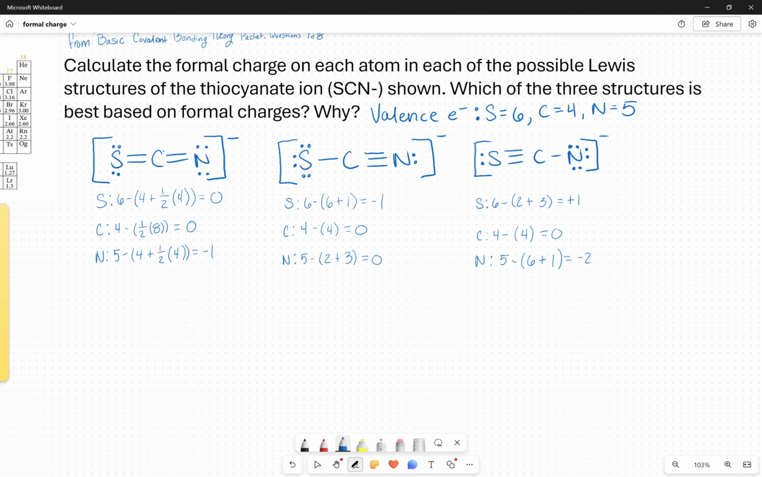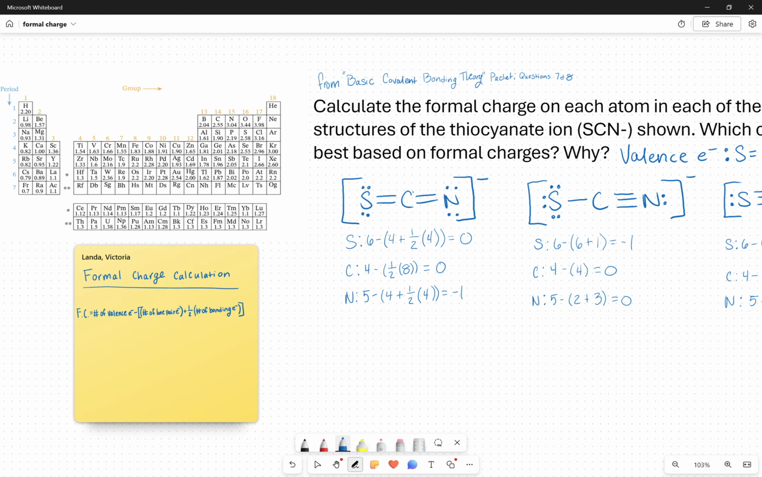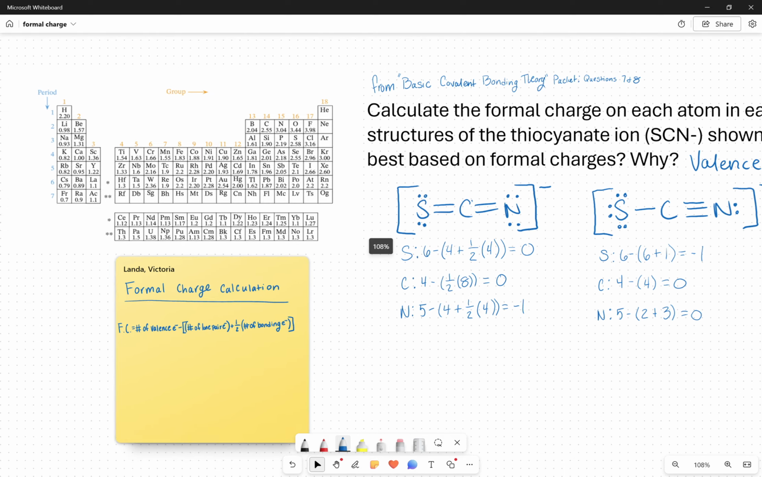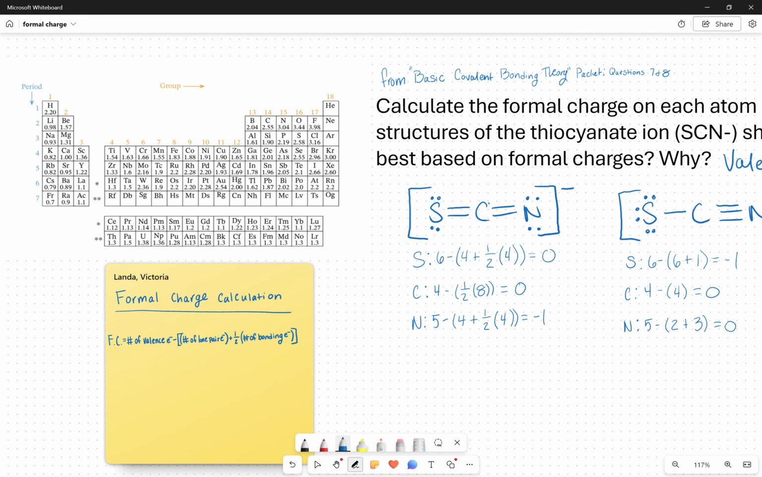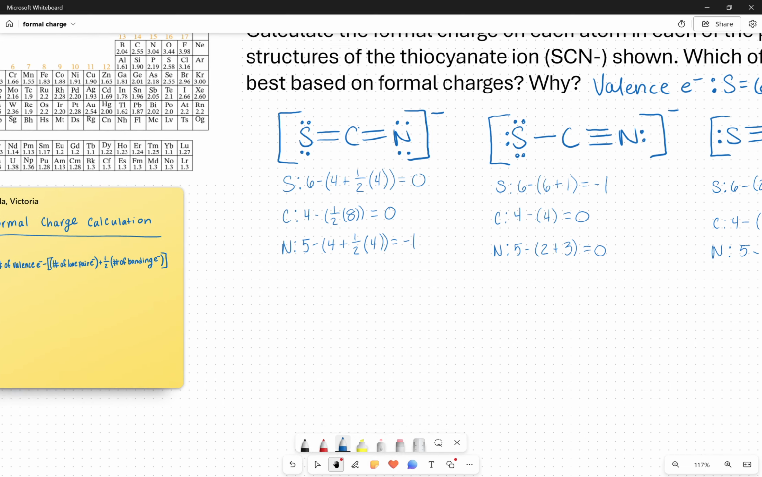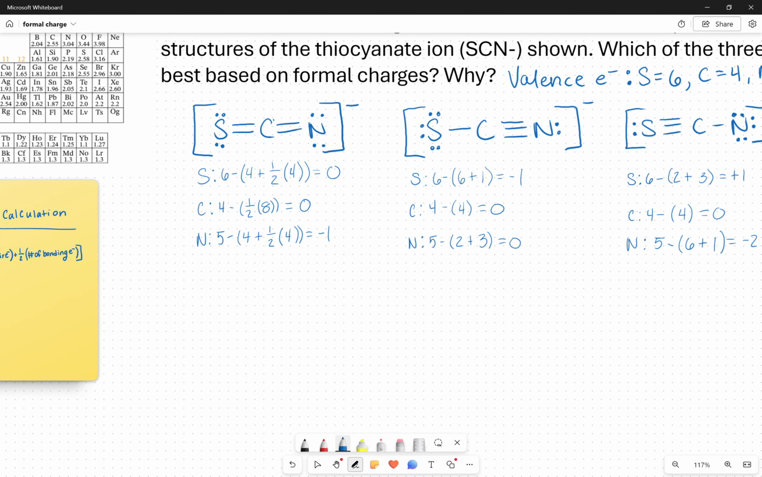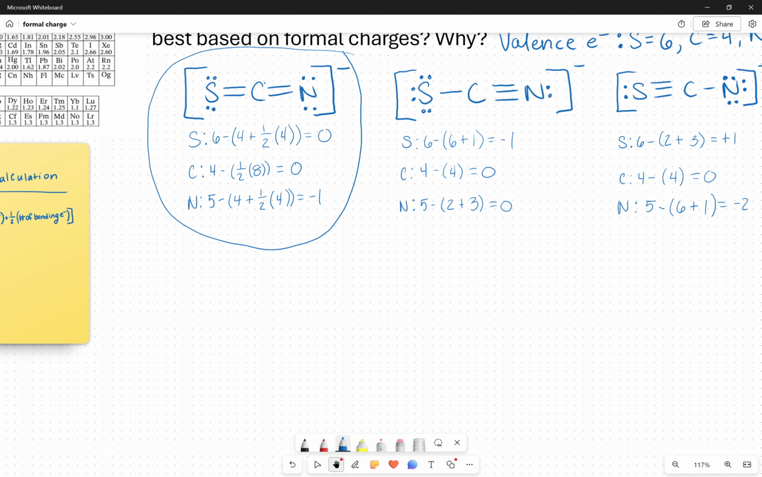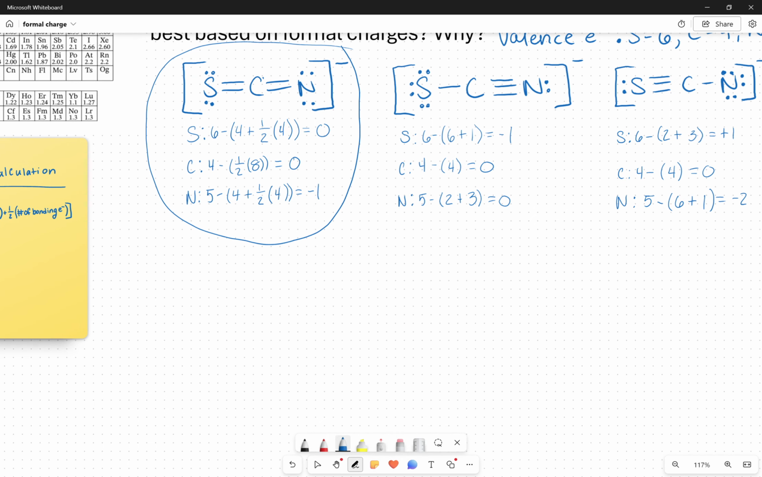So moving over here, we have a table with the electronegativity values. If we go and look at sulfur, it has a 2.58 value, carbon has 2.55, and nitrogen has 3.04. Nitrogen clearly has the highest electronegativity value, and because our first structure right here has the negative charge on nitrogen, we know that that is going to be the best choice for our structure.